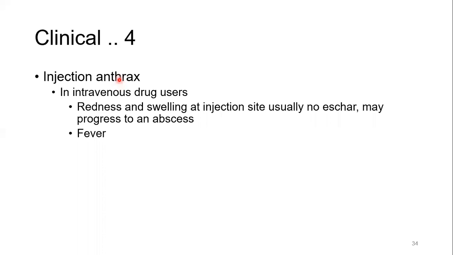And we said this was discovered in 2010. So injection anthrax, and this is in intravenous drug users. This could be from two sides: either contamination of the needles that they're using, or from using illegal intravenous drugs that are contaminated with the bacillus. They present with redness and swelling at the injection site. Usually there's no presence of the eschar, so that would differentiate this from cutaneous anthrax, and it may progress to an abscess, and then they also present with fever.